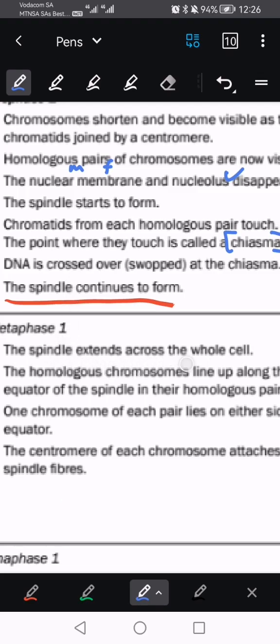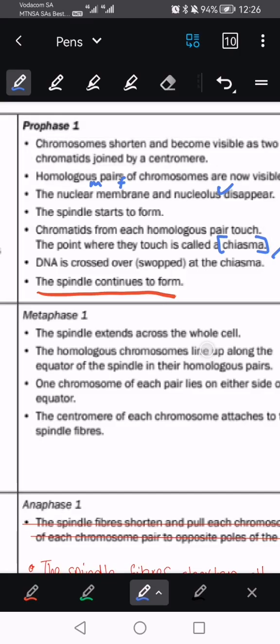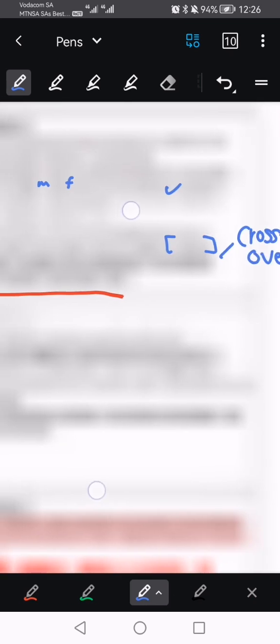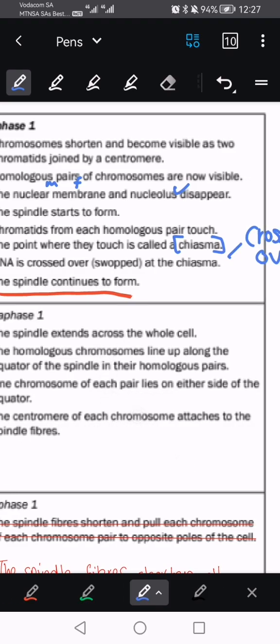In metaphase 1, the spindle extends across the whole cell. Homologous chromosomes, now it's not a pair anymore, right? It's not a homologous pair, it's now homologous chromosomes. So homologous chromosomes line up along the equator of the spindle in their homologous pairs. Understand that. One chromosome of each pair lies on either side of the equator. The centromere of the chromosome attaches to the spindle fiber.